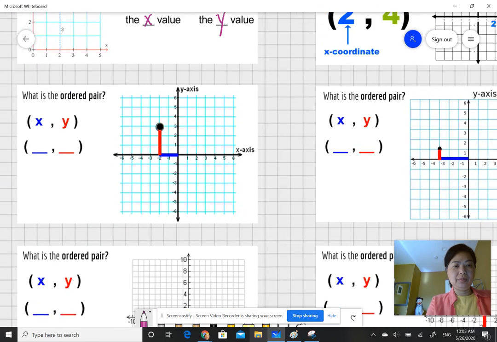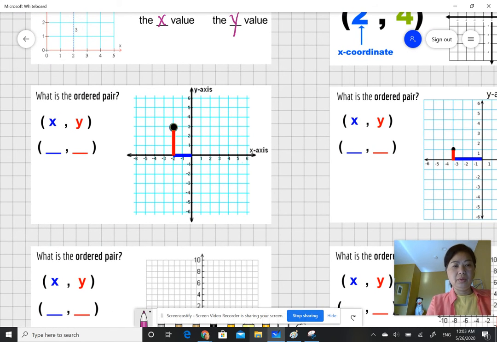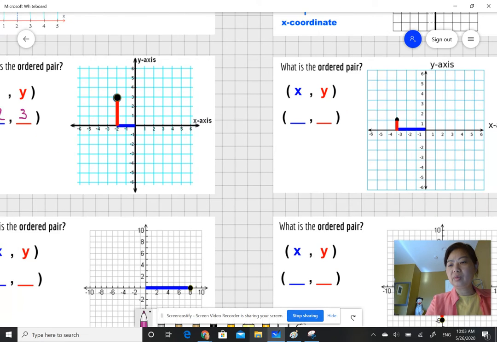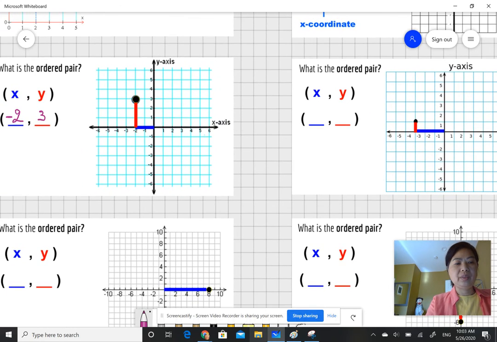Okay, let's go here. If you see this black point, if you go down to the x-axis, it points to -2, right? So you always put the x value first, which is -2. And then what is the y value? The y value, you go to the right, you see, it goes to number 3 on the y-axis, right? So it's -2 and 3, right? That's what they want you to do here. Yep, that was -2 and 3.